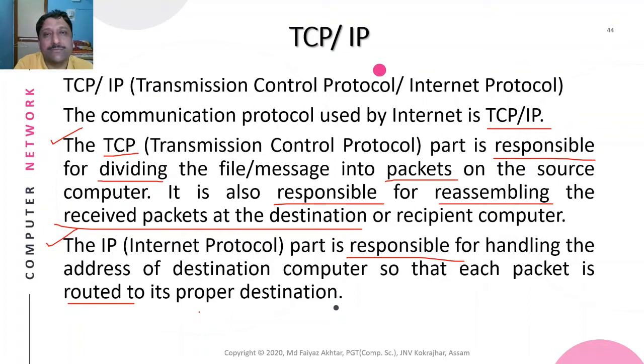It is responsible for transmitting properly, smoothly and without any error from the source computer to the destination computer. This is the work of IP. The work of TCP is to divide the messages and also reassemble the messages at the destination computer. IP is only responsible for traveling or transmitting these packets to the destination computer. This is the work of IP.